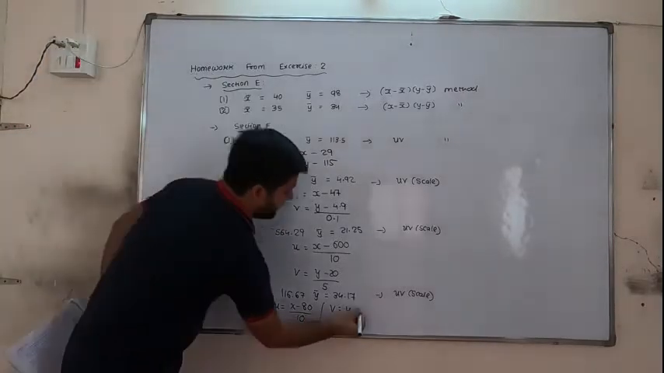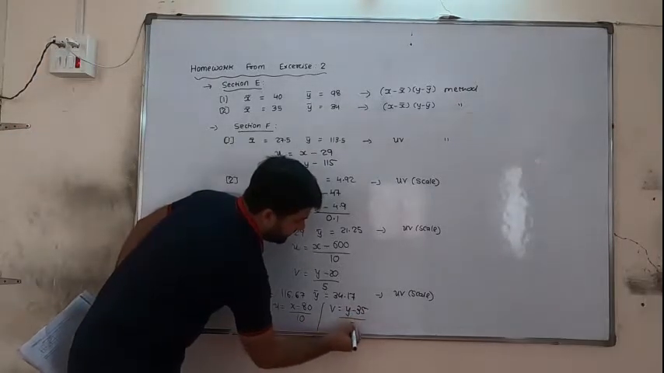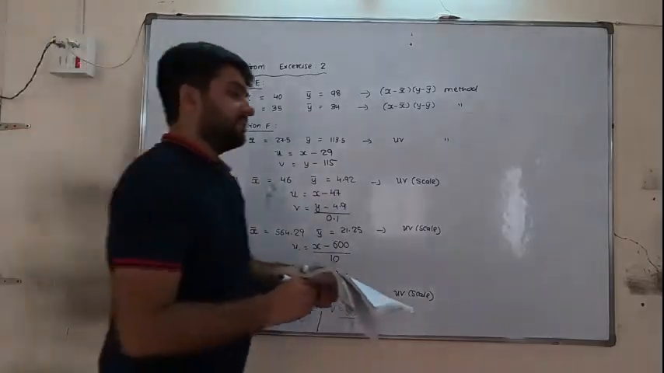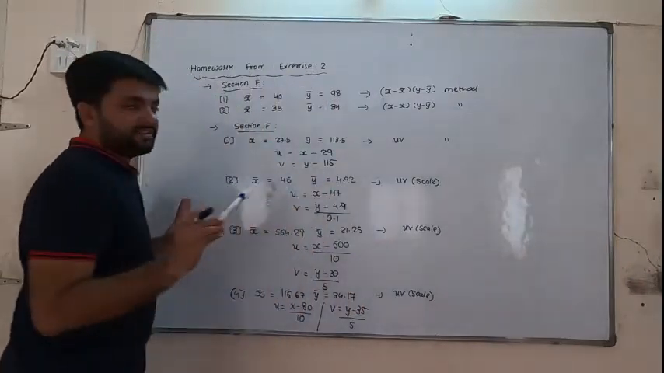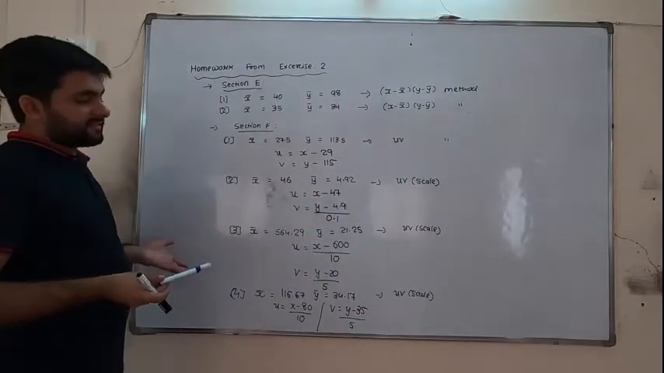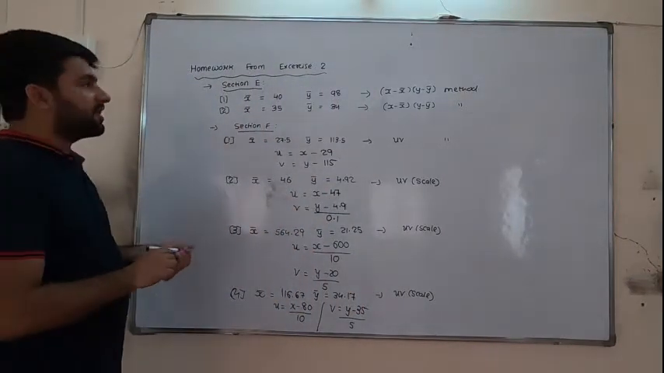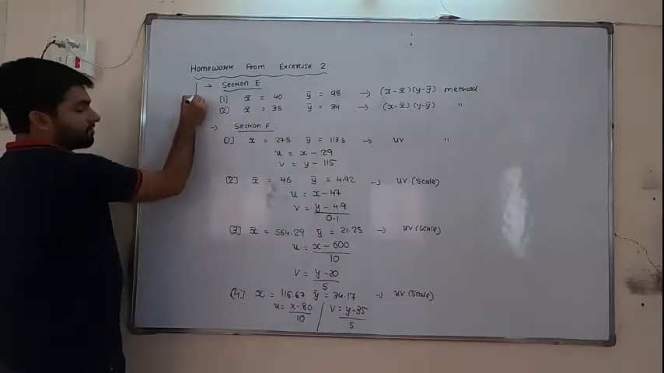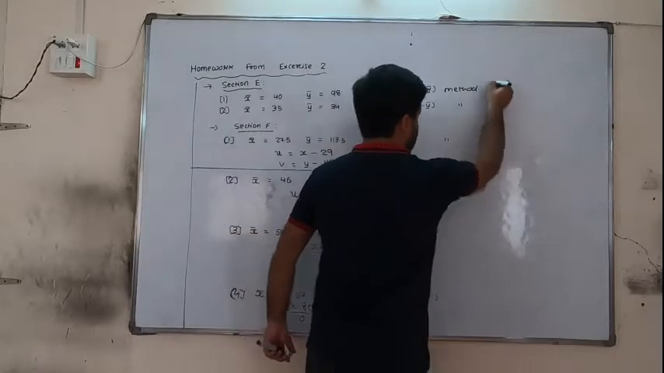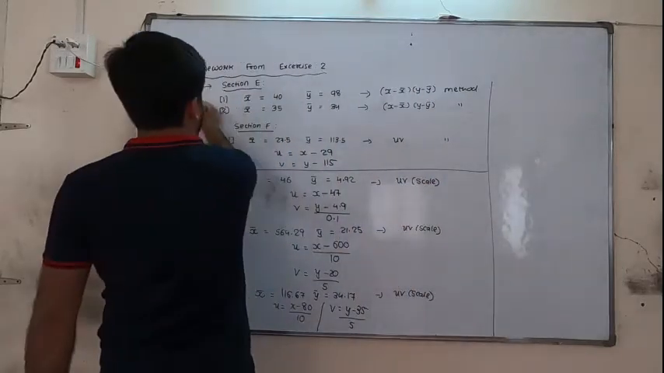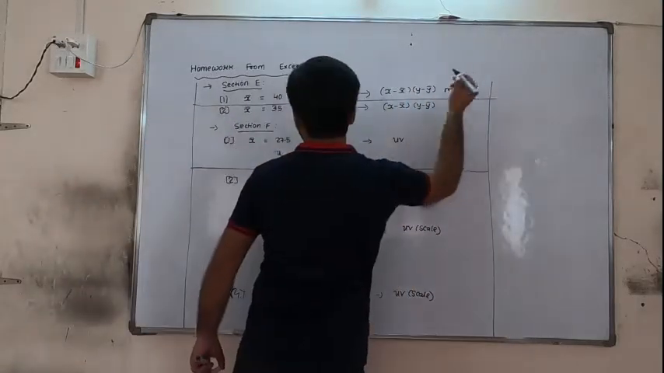We will use 35 and divide it by 5. No person will give you this many hints. I am giving this many hints to solve the sums. Now if you are still not doing it, then it's not my fault, okay? It's up to you whether you want to solve them or not.